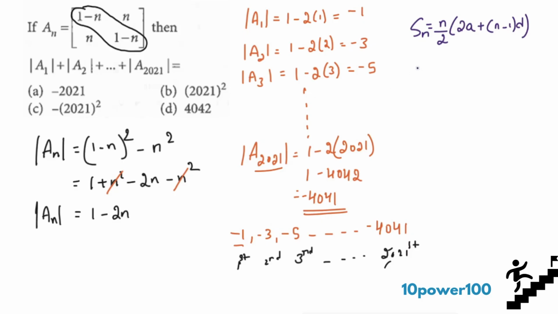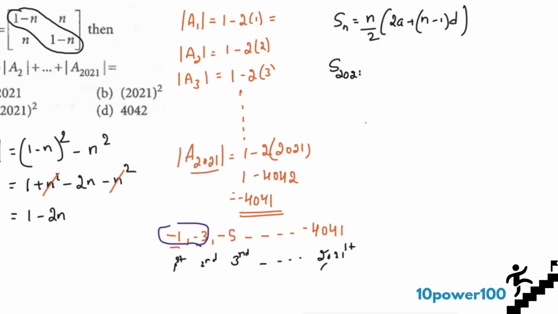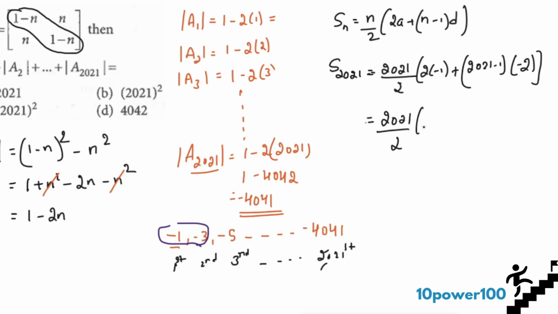minus 2. Okay, so there are 2021 terms, so n is equal to 2021. Sn is equal to 2021 by 2 into 2a, so 2 into minus 1 plus 2021 minus 1 into the d value, which is minus 2. Okay. Next, 2021 by 2. If we calculate further, we get minus 2. 2021 minus 1 is 2020. Okay, we'll write that, 2020 into minus 2, we get it.